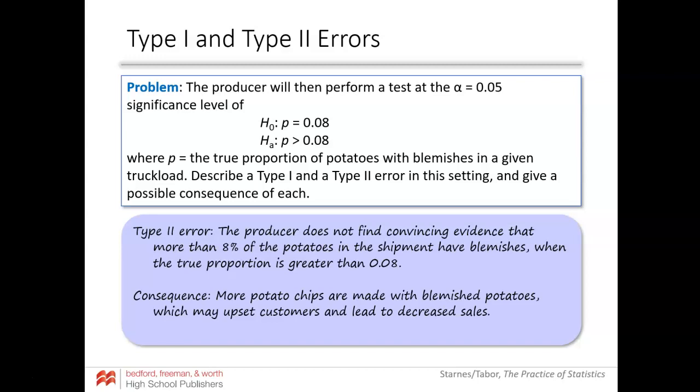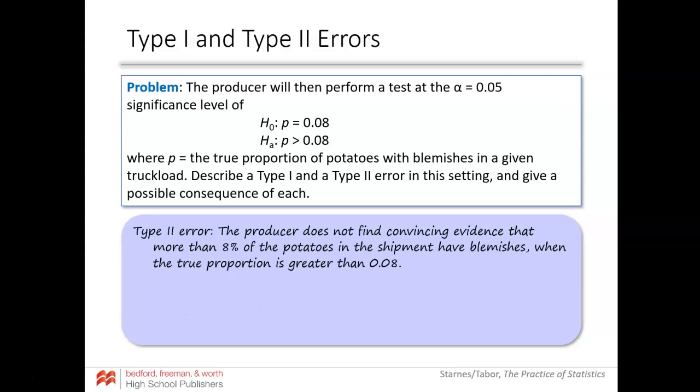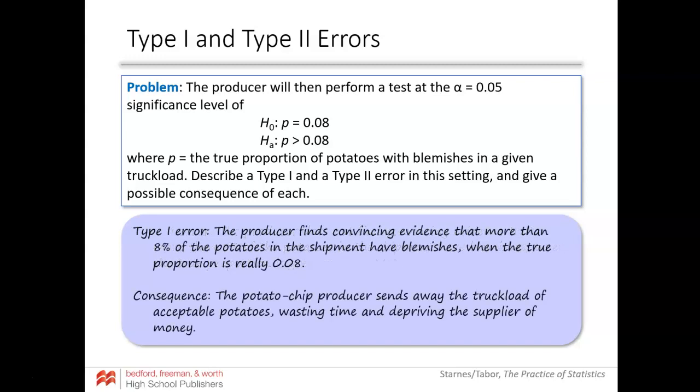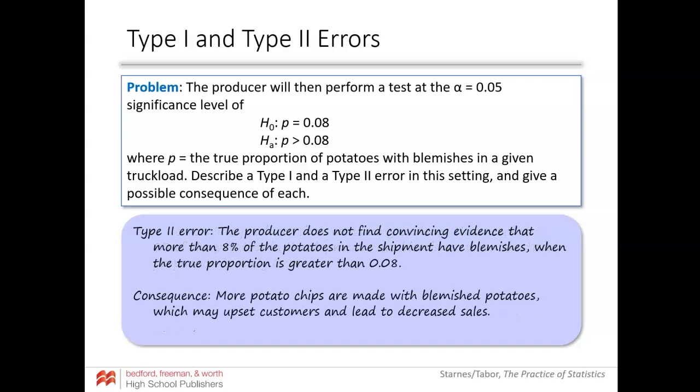I guess that depends on who you are. If I was the supplier, I would probably be very mad about a type 1 error occurring, and maybe that drives my prices up, which does affect my customer in the long run. But if I was the potato chip producer, I probably would be more salty, no pun intended, about a type 2 error because that means I'm making nasty potato chips and nobody's happy.